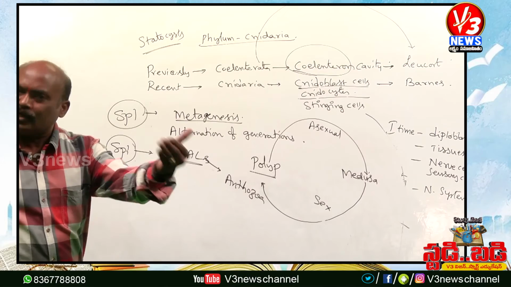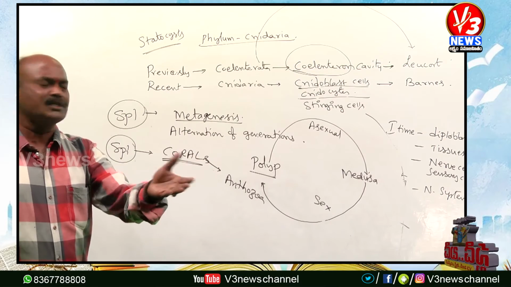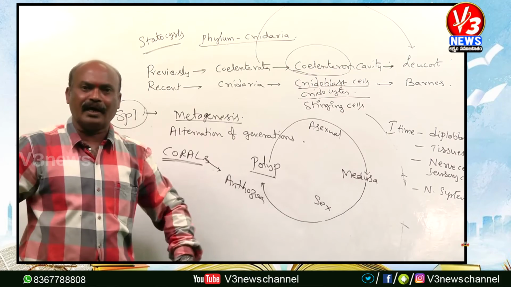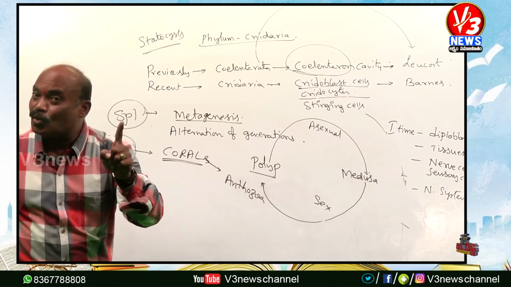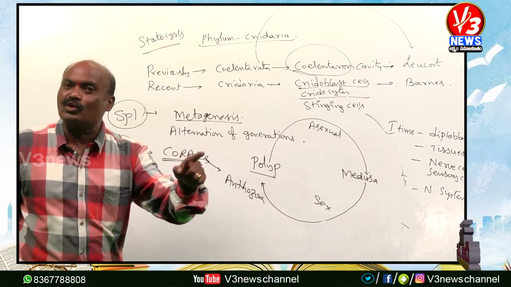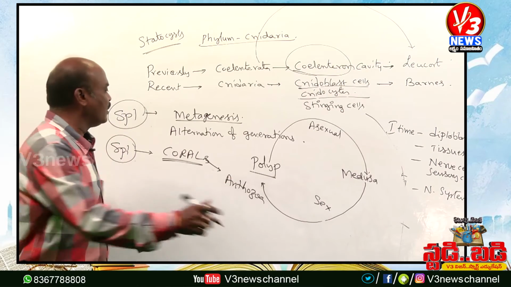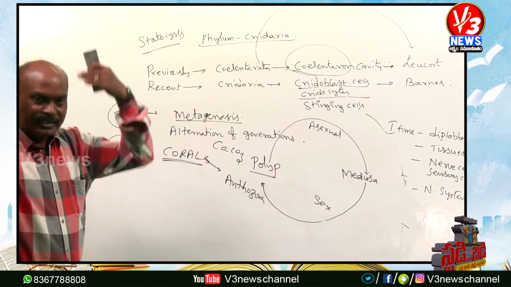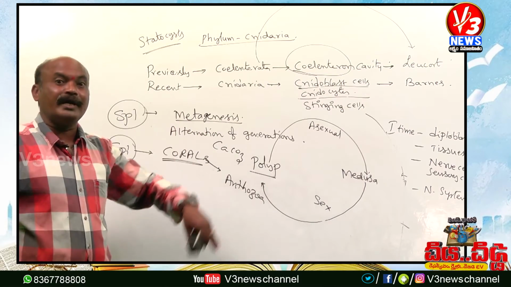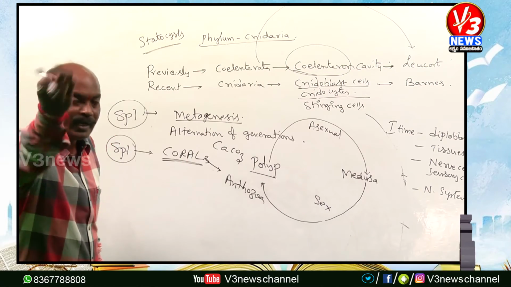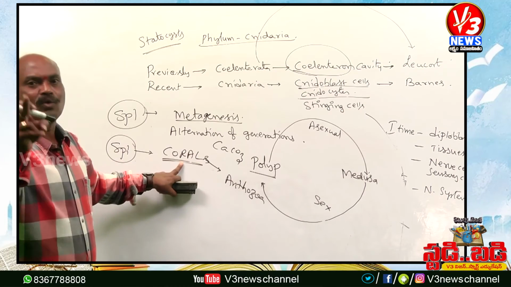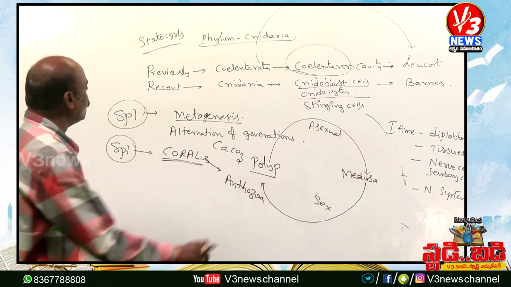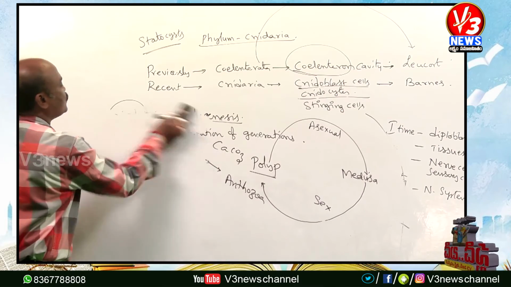Now what is meant by coral? What are the coral animals? Simple. Their body is covered by exoskeleton. That exoskeleton is in the form of calcium carbonate. Their body is covered by calcium carbonate exoskeleton. That's why those animals are called coral animals. That's a very important point.